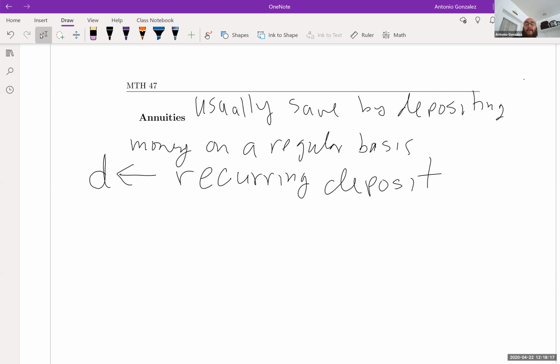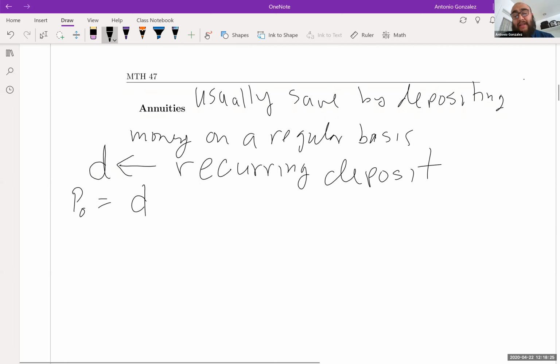All right, so in our 0 month, the amount we have is simply D. Let's say it's $100. I go into the bank and say, here's $100, start up a savings account, and then I'll be back the next period and deposit another $100. Here we'll simplify this problem and keep D exactly the same.